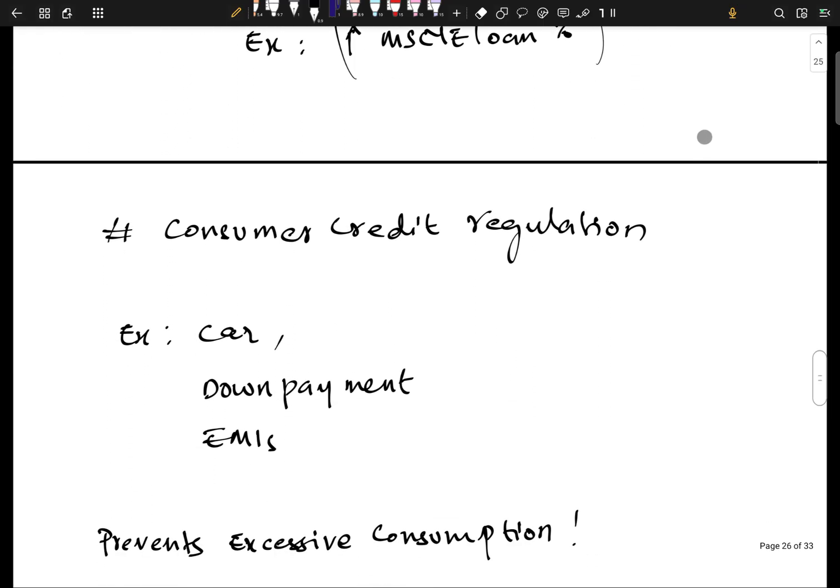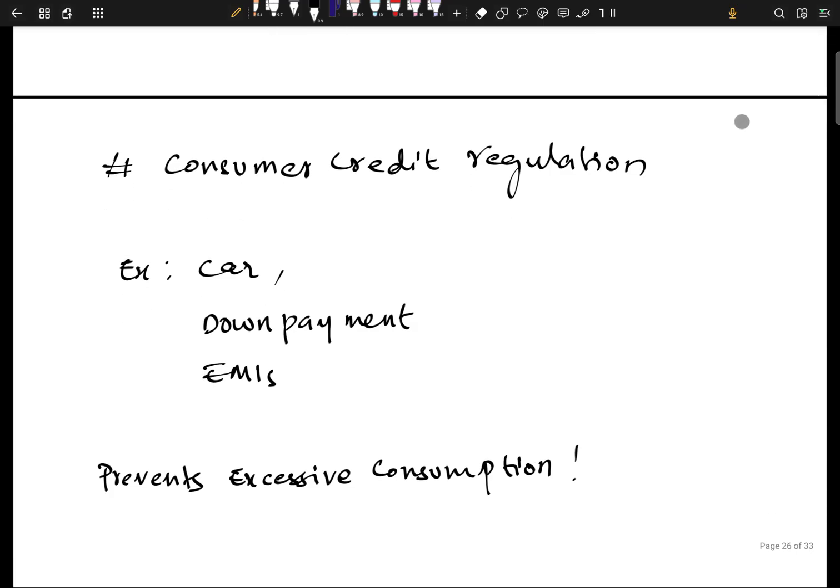Then there is another thing called consumer credit regulation. Under this, RBI mandates banks to take a certain percentage as down payment for certain loans, for example cars, right? If there is no such down payment, what happens? More and more people will buy new cars. That means more and more demand for cars. What happens when there is more demand? There is inflation in the market.